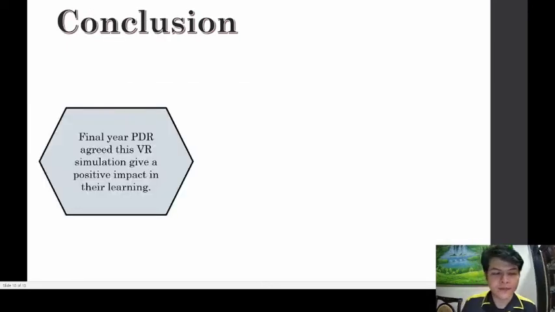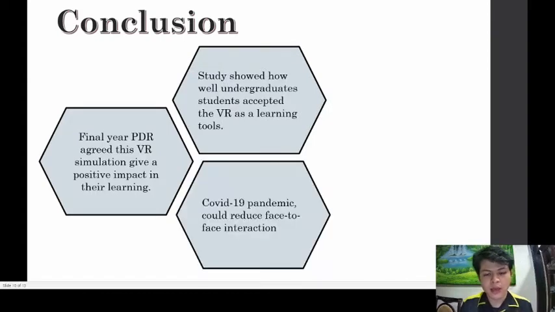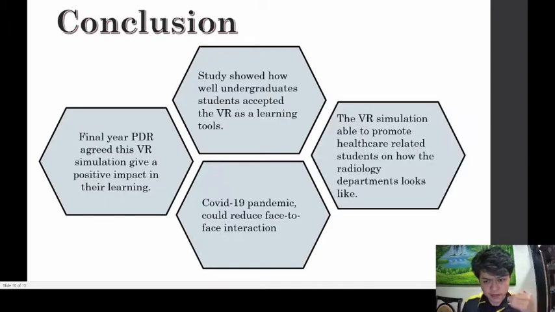So, the conclusion: final year students agreed that this VR simulation gives a positive impact to them in learning. The final year students agreed that VR simulation is a good learning tool. Nowadays, during the pandemic outbreak, this VR simulation could reduce the face-to-face problem that we are facing. This VR simulation could also promote healthcare related courses, showing how the radiology department looks like.